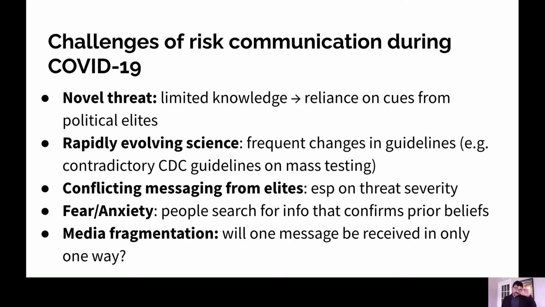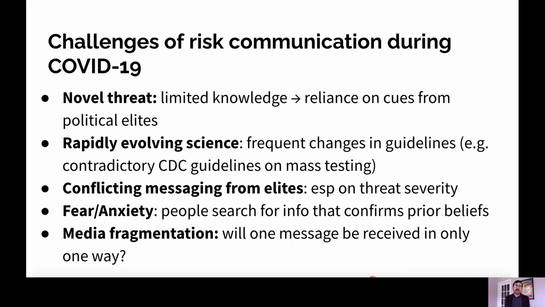People look for information. But sometimes people look for information that confirms their prior beliefs, especially when there's fear and anxiety involved. And when you're looking only for information that confirms your prior beliefs, you might ultimately not see information that is relevant or clear about the true level of the threat. And we'll talk about that when we talk about motivated reasoning in the final part of the lecture.